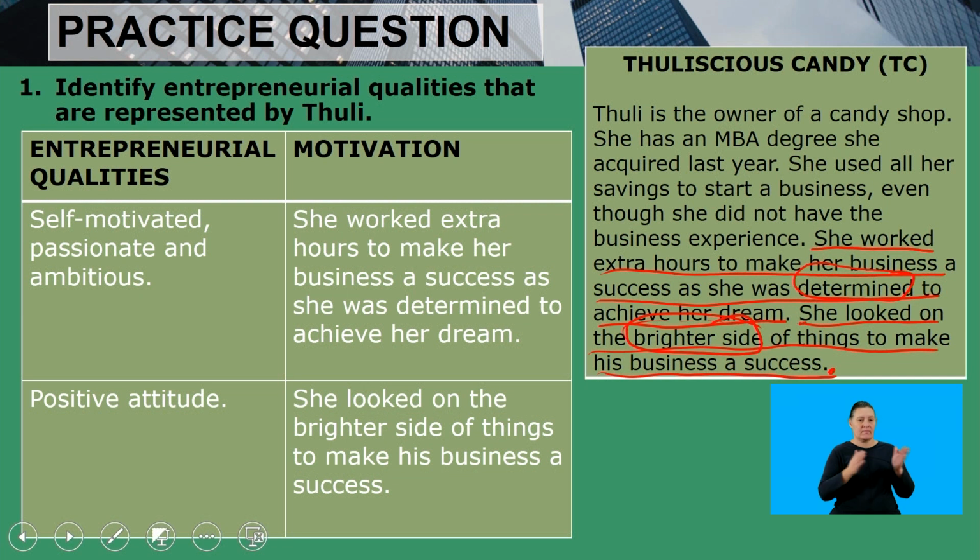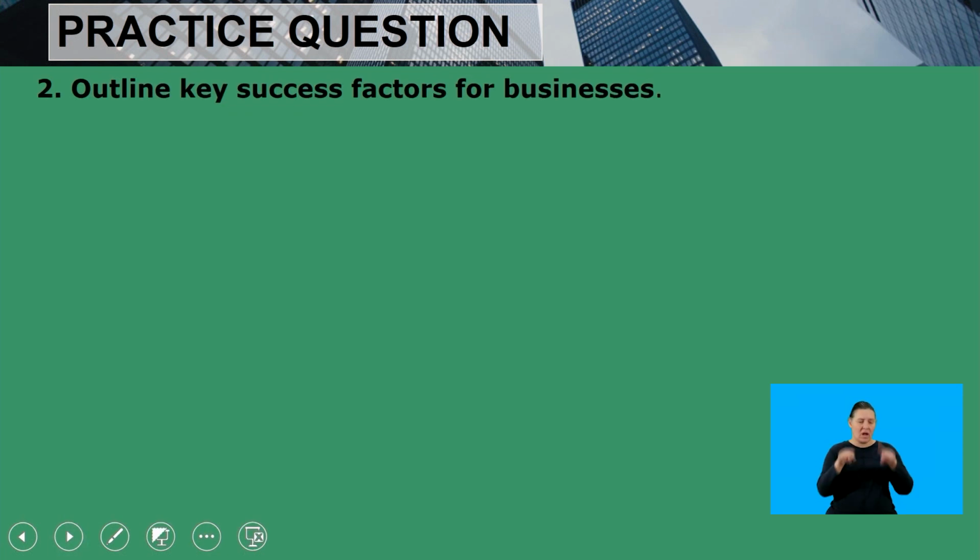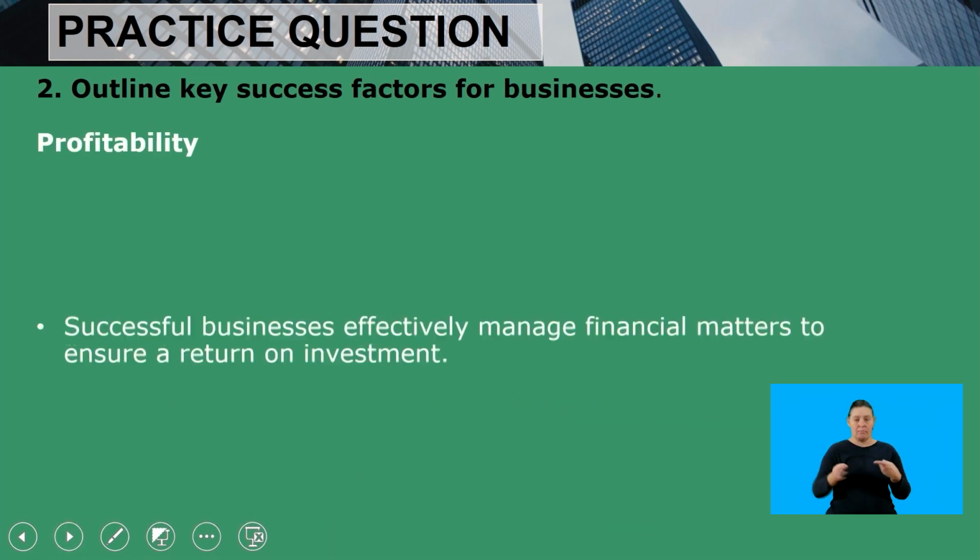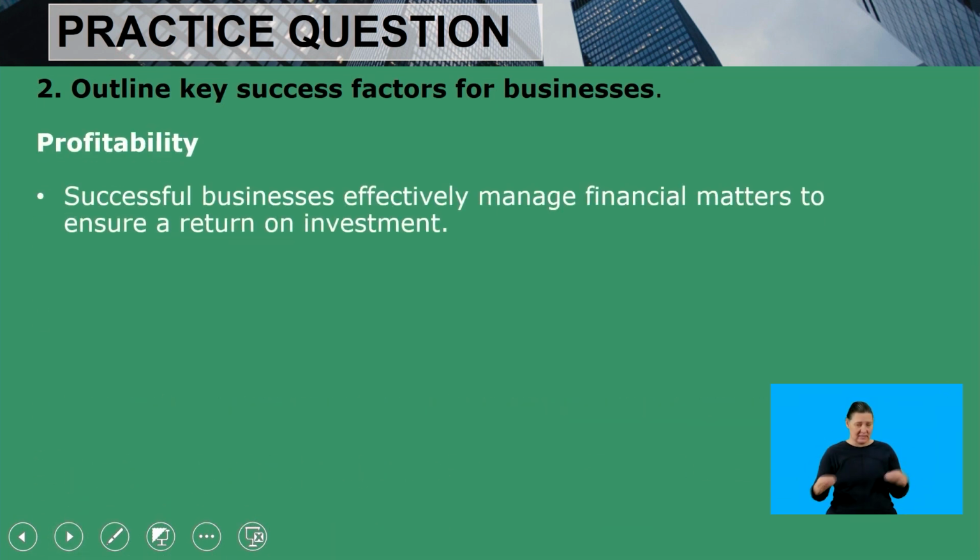Then let's move on. Outline key success factors for businesses. We have profitability. Successful businesses effectively manage financial matters to ensure a return on investment. So in terms of profitability, for us as a business to make a profit, we need to make sure that we manage our expenses by keeping them low so that we are able to have profit at the end, and in that profit we are going to guarantee our investors a return on their investment.